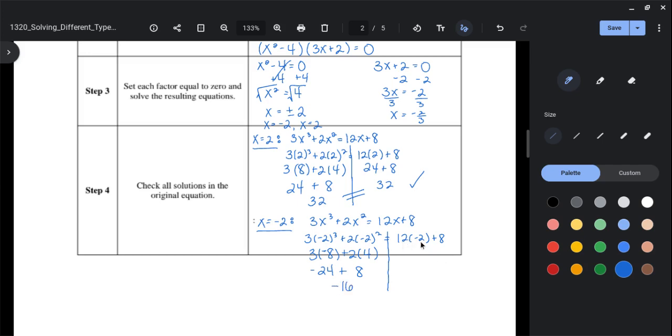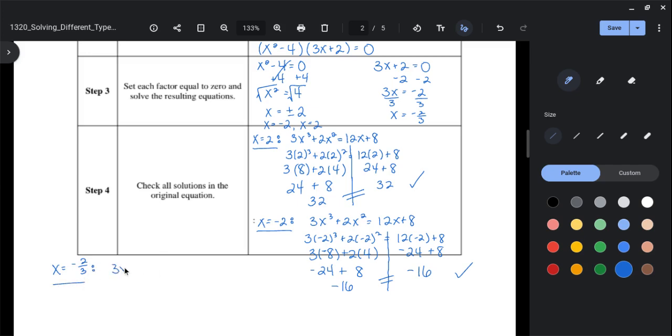On the right-hand side, we get 12 times -2 is -24, plus 8. A -24 plus 8, we end up getting -16. So again, these are also equal. So x equals -2 is also a solution. One last one to check. I know this is very tedious, but it's just to make sure that we do have the correct solutions.